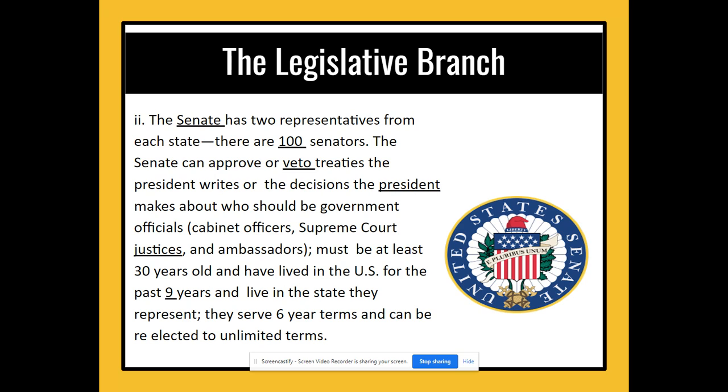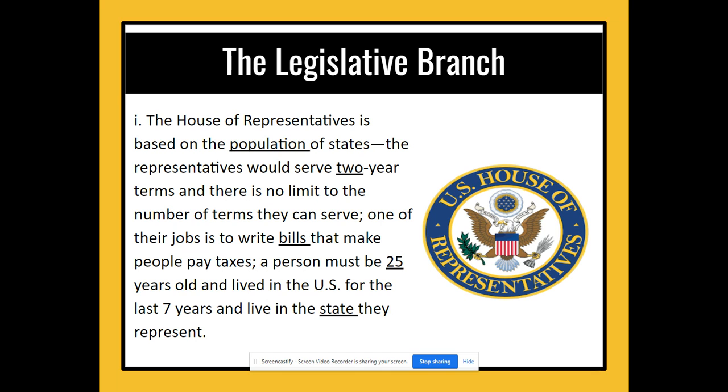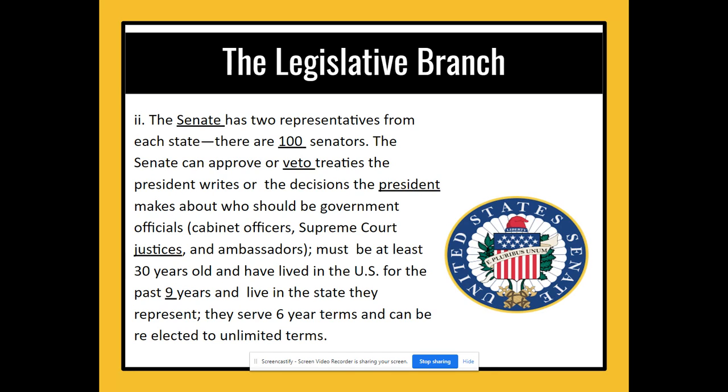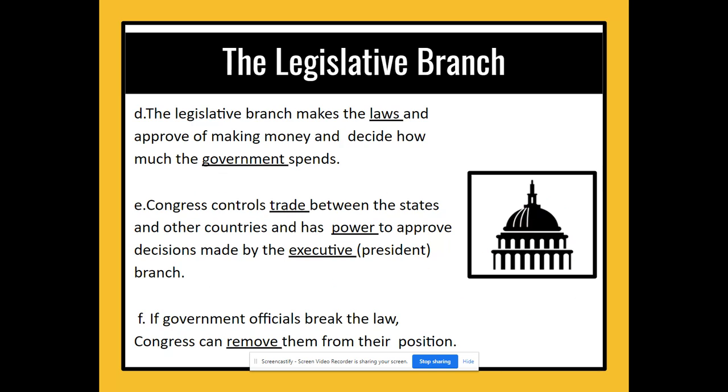In order to serve in the Senate, you must be at least 30 years old and have lived in the United States for the past 9 years. Again, you must live in the state that you represent. Whereas in the House of Representatives, you can see here that there was no limit on your term, but you serve for 2 years. In contrast, senators serve for 6 years, and they must be reelected. But they also have unlimited terms that they can be reelected in.